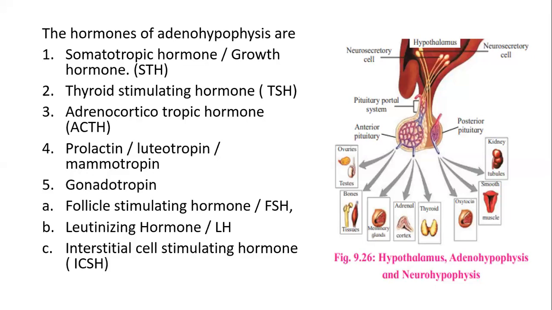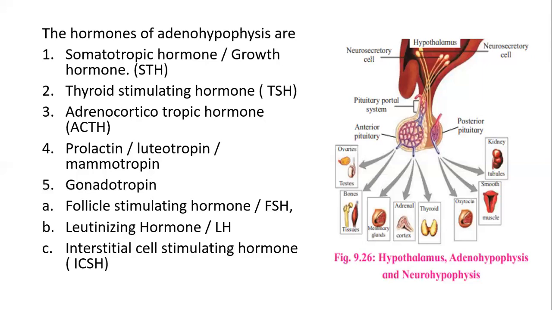Then next, that is thyroid stimulating hormone. In short, it is known as TSH. Its primary action is to stimulate the thyroid gland for the secretion of hormone thyroxine. Thyroxine secretion is concerned with this thyroid stimulating hormone.